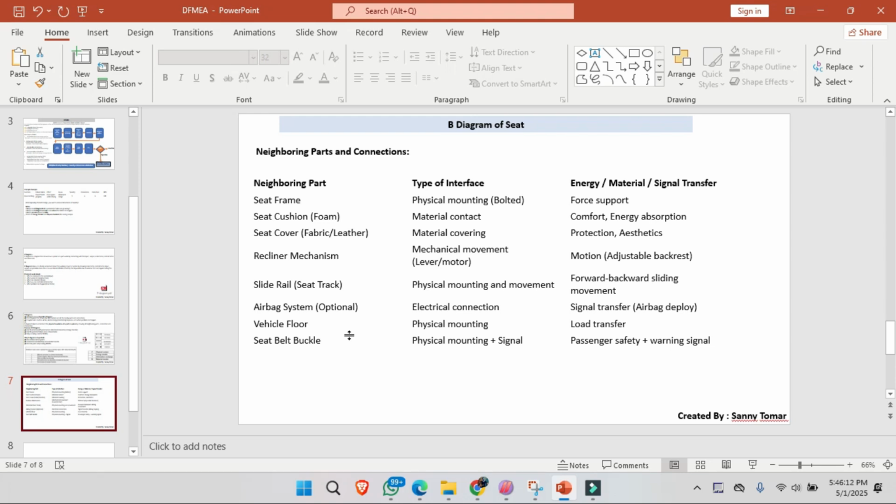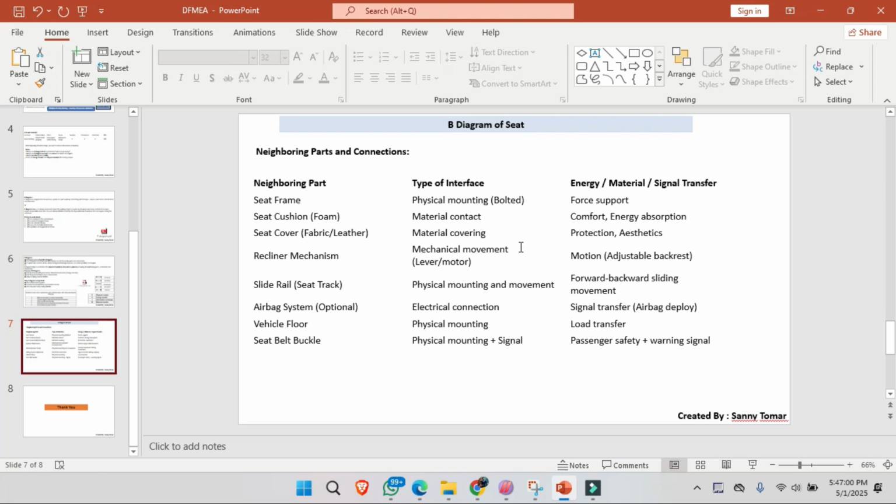and the airbag has an electrical connection, and then the vehicle floor has physical mounting, and the seat belt buckle. The type of interface is physical mounting and signal.